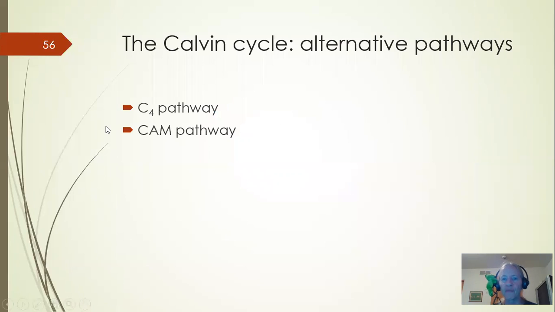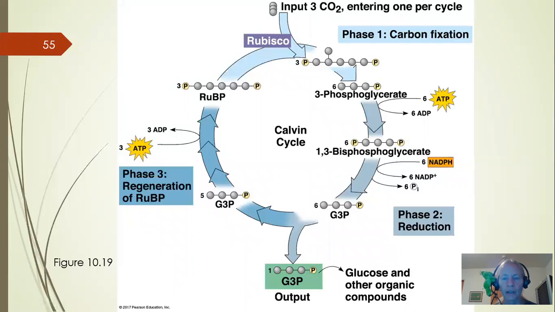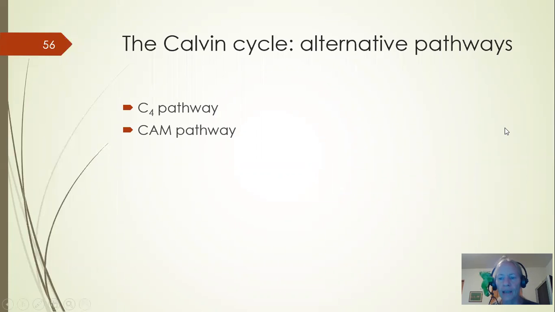Let's look at alternative pathways for the Calvin cycle. There are two pathways that some plants run in addition to the Calvin cycle. The first stable intermediate in the Calvin cycle is a 3-carbon molecule, this phosphoglycerate. Because of that, the Calvin cycle is known as a C3 cycle. But some plants, in addition to that C3 cycle, also have a C4 pathway or a pathway called CAM. And why is this necessary?